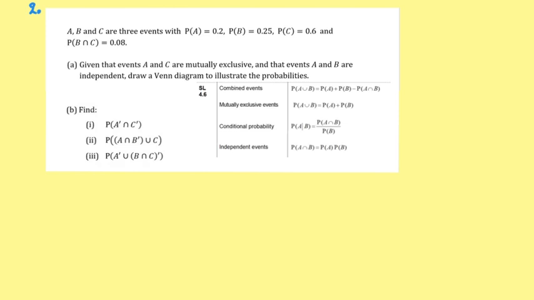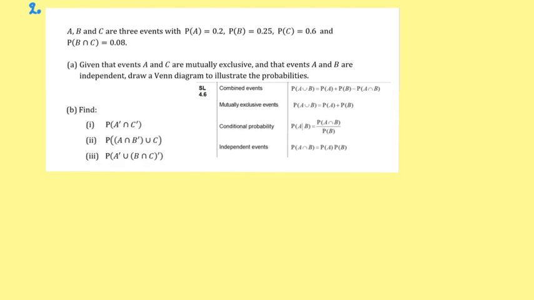Question 2. A, B and C are three events with the probability of A equaling 0.2, the probability of B equaling 0.25, and the probability of C equaling 0.6, and the probability of A intersection C is equal to 0.08. A. Given that events A and C are mutually exclusive, and that events A and B are independent, draw a Venn diagram illustrating the probabilities.